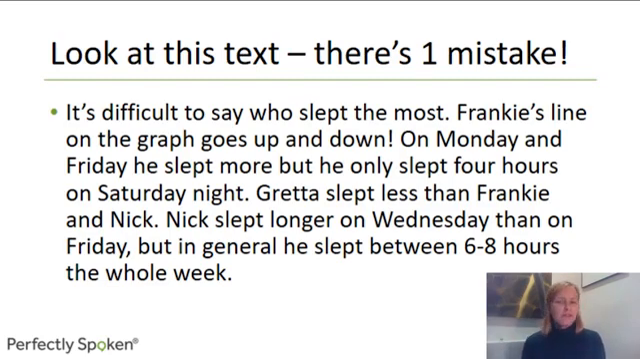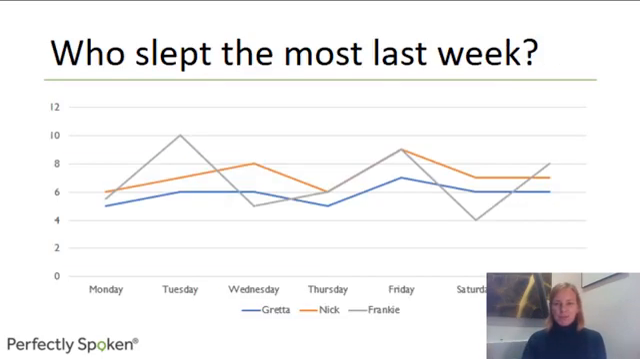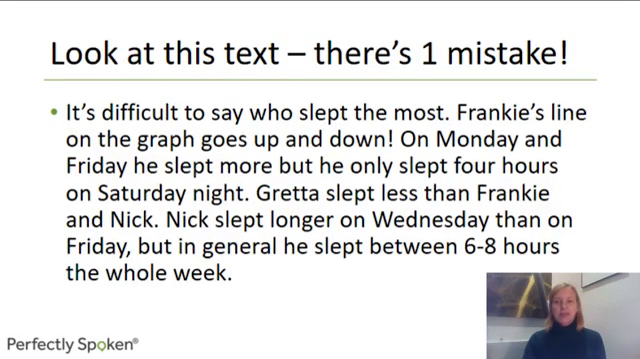I'll read it. It's difficult to say who slept the most. Frankie's line on the graph goes up and down. On Monday and Friday, he slept more, but he only slept 4 hours on Saturday night. Greta slept less than Frankie and Nick. Nick slept longer on Wednesday than on Friday, but in general, he slept between 6 to 8 hours the whole week. So where's the mistake?